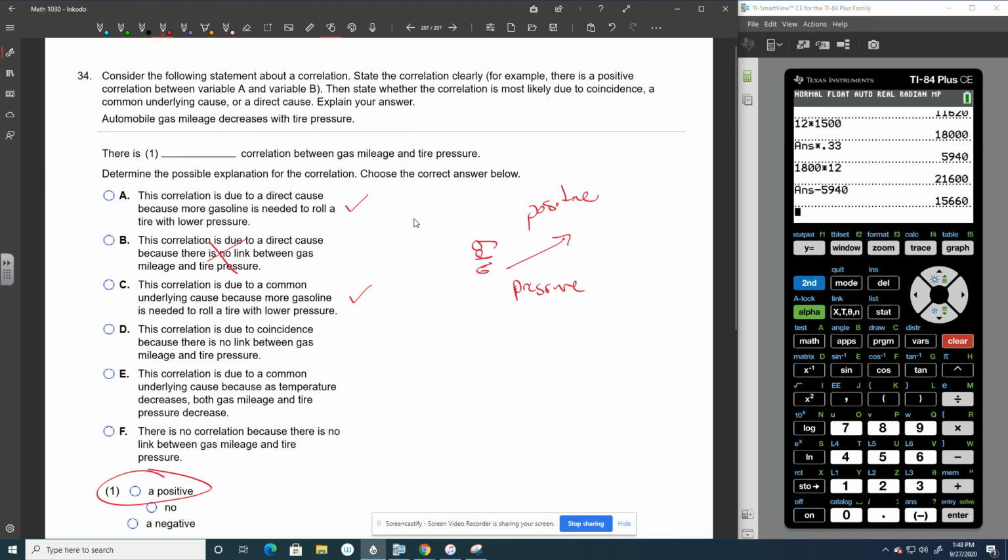This one says that more gas is needed to roll a tire with low pressure. If you think about a tire with low pressure, it gets flat at the bottom, and the car does have to work a lot harder. Have you ever tried to ride a bike with a flat tire? It is so much harder to ride than a blown up tire. So I would say it's a direct cause. I wouldn't say that there's an underlying issue for both. Is it due to coincidence? No. Common underlying? No. There's no correlation? No. I would stick with A. That sounds like a good answer to me.